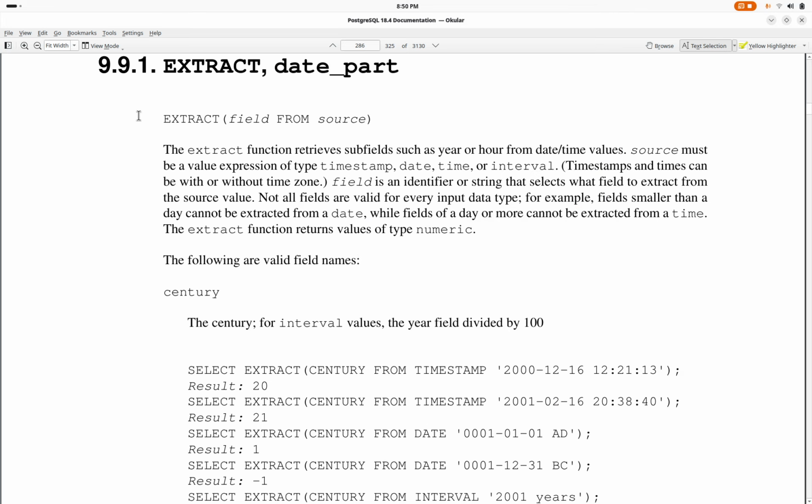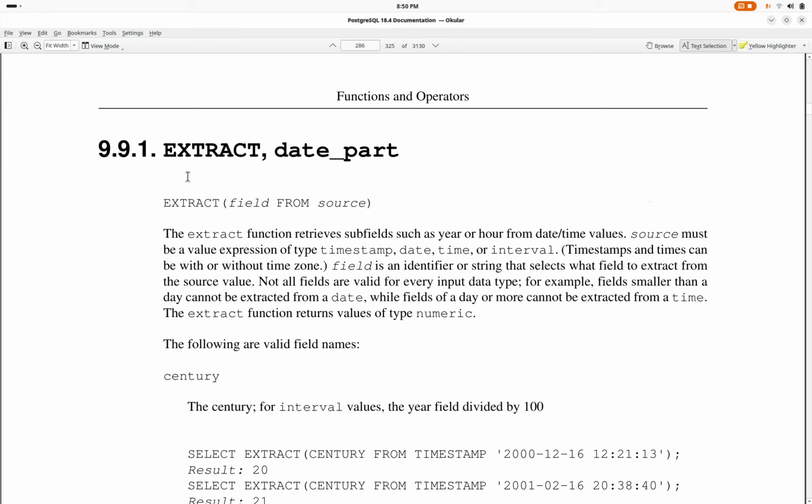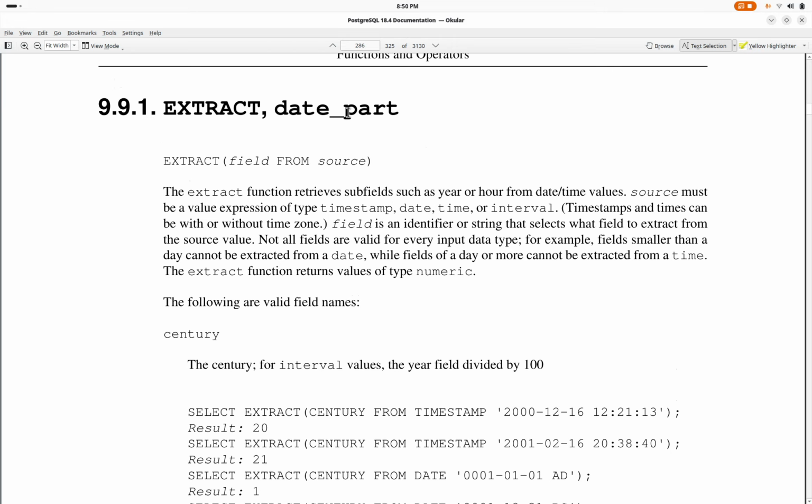So we had covered up to section 9.9.1 and we will resume here. We start with extract and date_part. The syntax is extract, in parenthesis, you extract a field from some source. The extract function retrieves subfields.